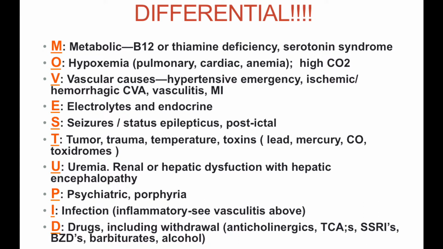O is for hypoxemia, for the oxygen. So do they have low oxygen? Are they satting less than 92% on room air? Is this a pulmonary hypoxemia? Is there a cardiac hypoxemia? Or are they anemic, which is causing their oxygen to be low? This also stands for a high CO2.